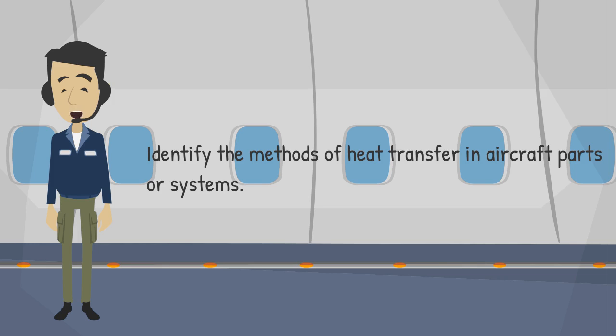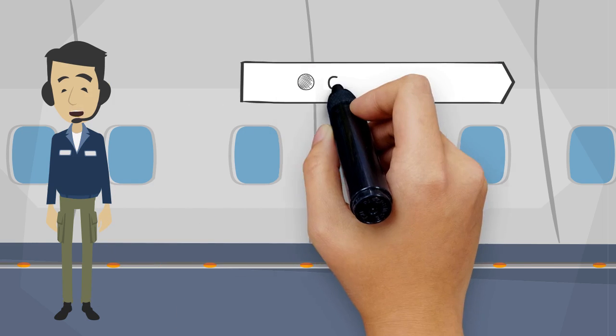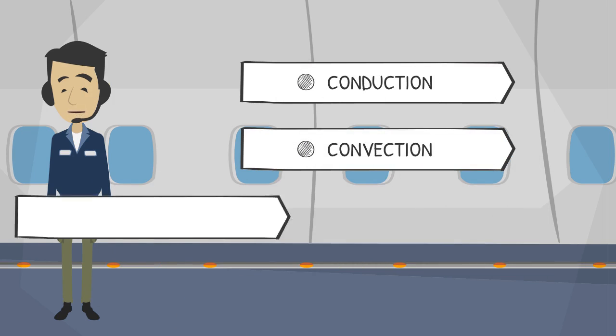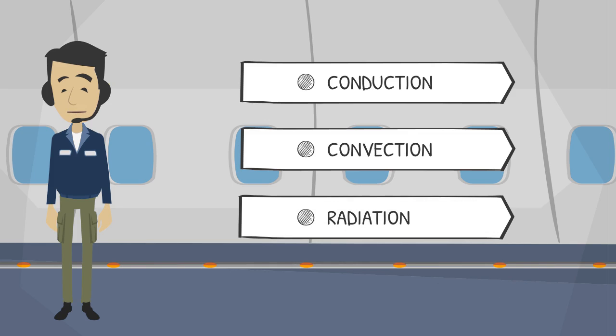Identify the methods of heat transfer in aircraft parts or systems. The three methods we will talk about today are conduction, convection, and radiation.